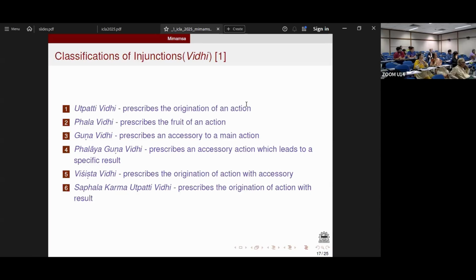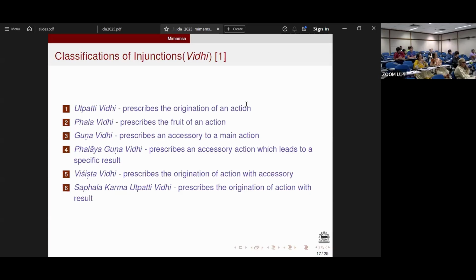So now when you say that, this curd is a subsidiary, right? It's another thing which is to be used. So you have these injunctions which are specifying certain subsidiaries that have to be used as part of the sacrifice. So that's the third category, Guna Vidhi.